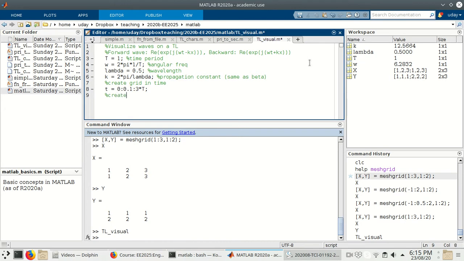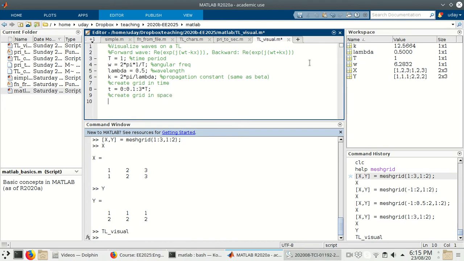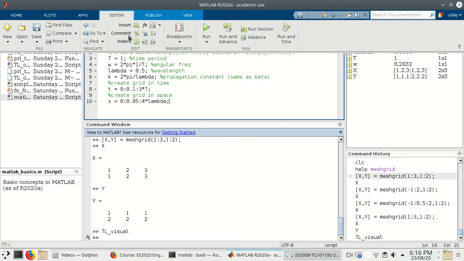Similarly, let's create a grid in space. I'm going to give it the letter x. Again, let's take several wavelengths, for example 4 wavelengths. So I want to go from 0 to 4 lambda, but I don't want to be only at integer places in space. So let's make the step 0.05, even finer. Let's suppress the output, run this and see what we get.